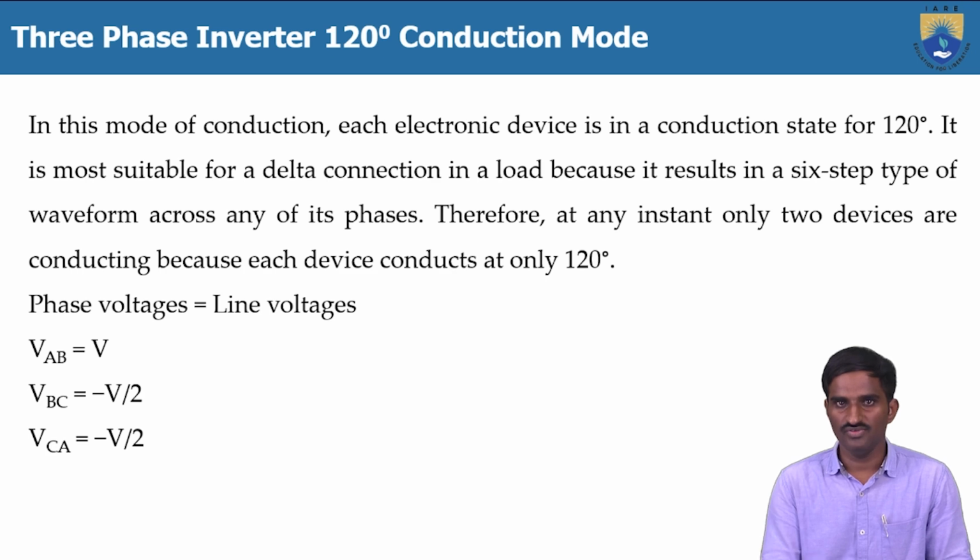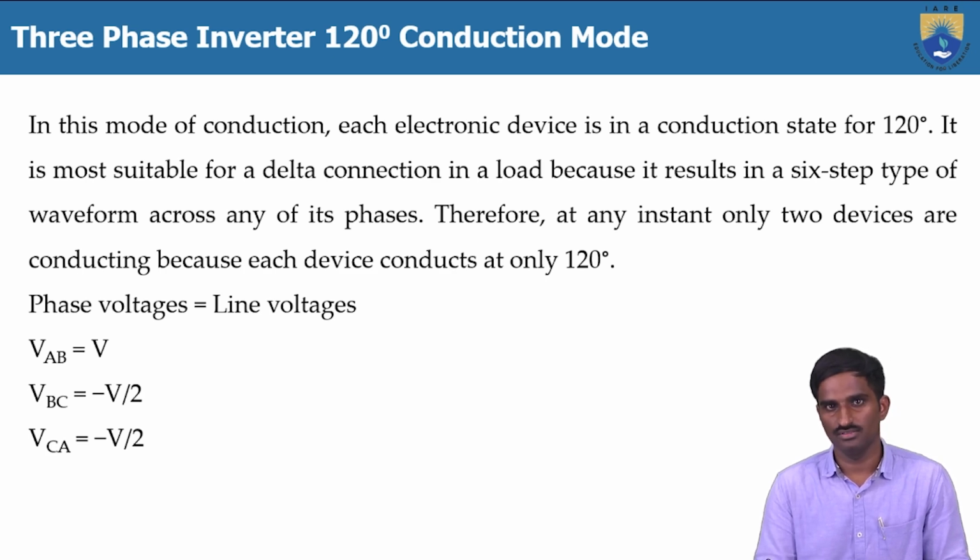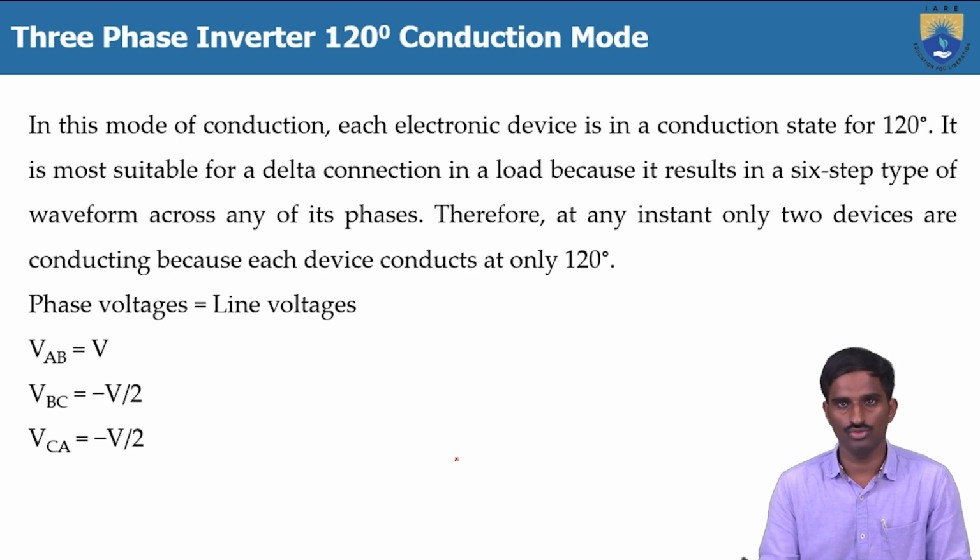And as we saw in the 180 degree mode of conduction, the load that we considered is a star connected load. But here this 120 degree mode of conduction is most suitable for the delta connected load. Because of the 6-step type of waveforms across any of its phases, that we will see once we go through the operation of the circuit. After that we will draw the waveforms. There you can see how we will get the 6-step waveform for this 120 degrees mode of conduction.